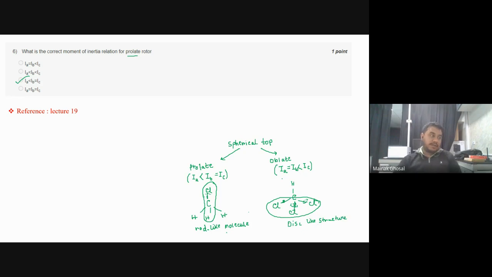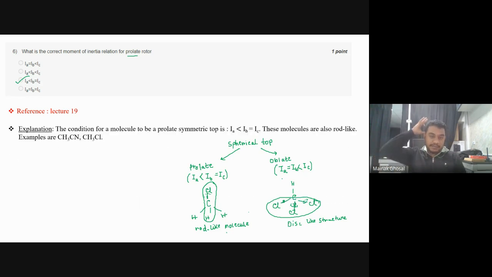So what have you understood from this question? That for any symmetric top molecule, whether it is prolate or oblate, it will show some kind of structure. If it is prolate, it will show a rod-like structure, which is also possible for linear molecules. But if it is an oblate molecule, it will show a disc-like structure. This is the answer. I have written here that the condition for a molecule to be a prolate symmetric top is IA less than IB, which is equal to IC, and these molecules are also rod-like molecules.